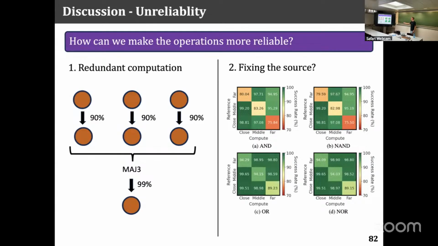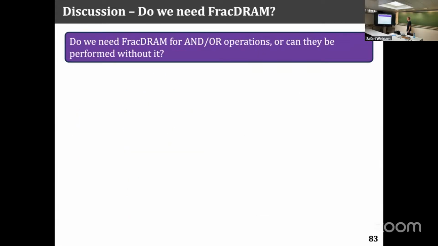So there's a bunch of research trying to fix this in current chips, but also trying to figure out what to change in the manufacturing process, or trying to get this more reliable, so we can have a full 100% reliable processing using DRAM as system.